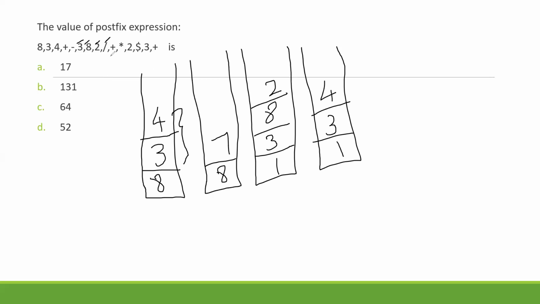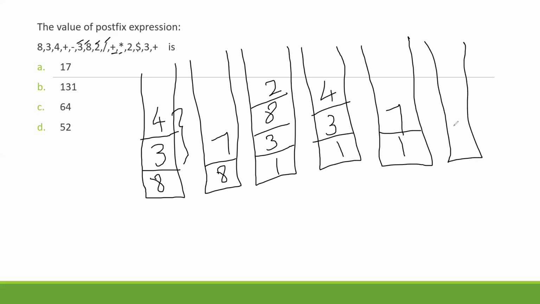Next one, plus operator. So for the last two values we take the plus operator. The last two values are 4 plus 3, which is 7. That's also over. Now we have to do star. Star means the last two values: 1 into 7. This is 7. That's all.